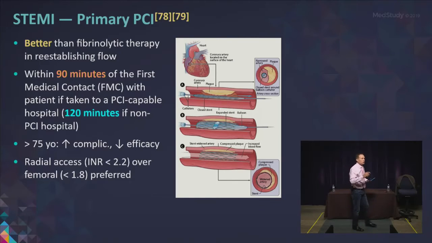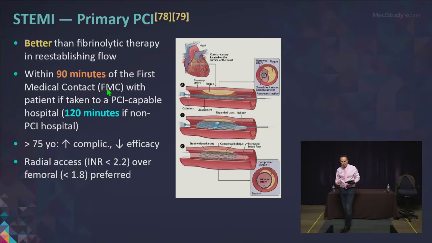And we know that this works. Not only does it work, but it's better. In the old days, we used to do a lot of thrombolysis, but all of the studies pretty much showed stenting is better than thrombolysis if you can get it early. So our goal is to do it within 90 minutes of first medical contact if they come to a PCI hospital, or they give you an extra 30 minutes if they're taken to a hospital that doesn't have PCI and they have to be transported.